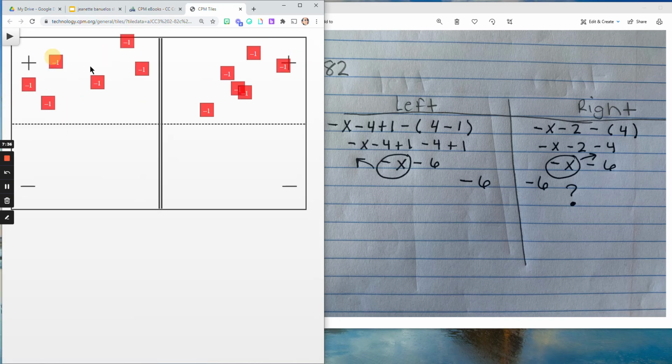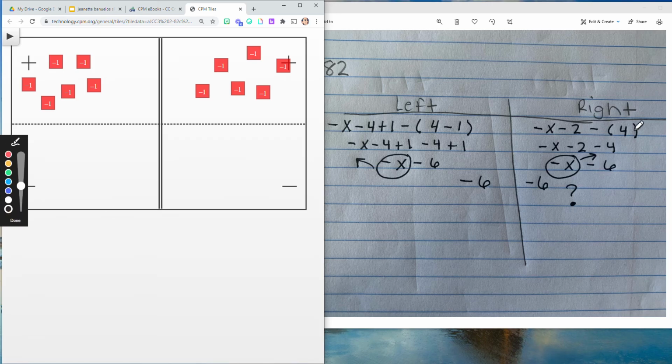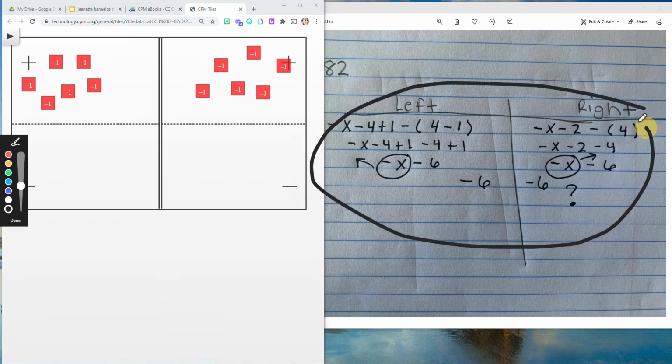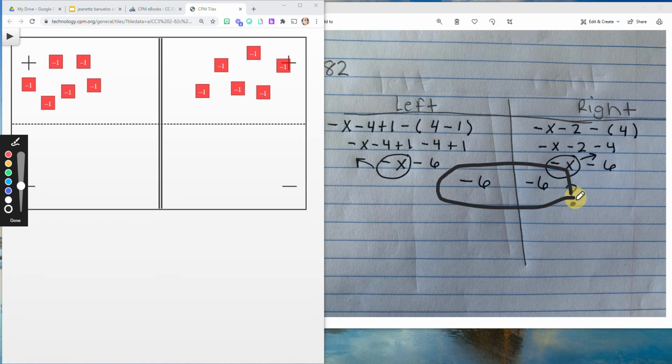And so then this is where I got stuck. I'm asked to solve for x, but since I removed an x from both sides, I end up with -6 1 tiles on the left and -6 1 tiles on the right. And that here on the right-hand side of my work is also what I showed on my paper. So this is the part where I got confused on, and that's why there's a question mark.